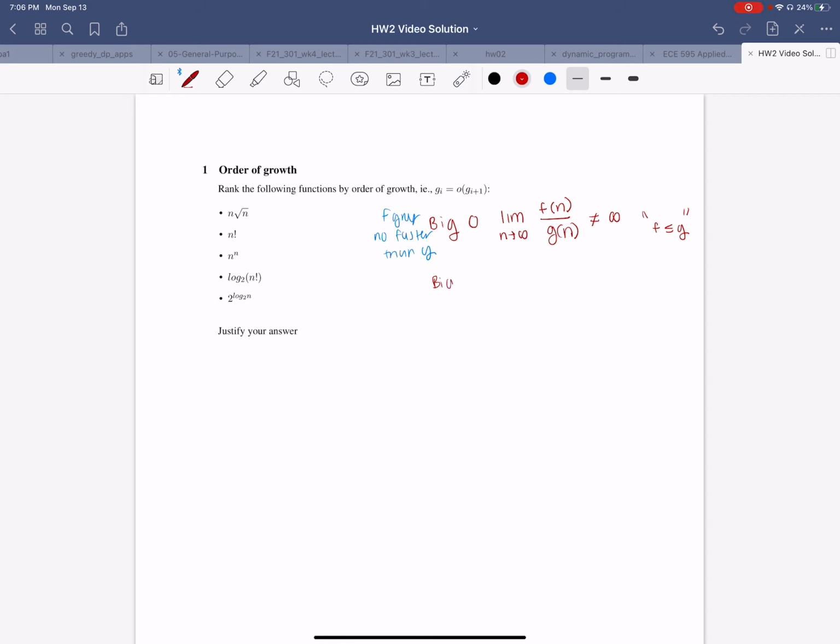For big omega, the definition is that the limit as n goes to infinity of f of n over g of n is not equal to 0. So if this limit is true, then f of n is big omega of g of n. And again, this implies that f is greater than or equal to g, again in quotes.